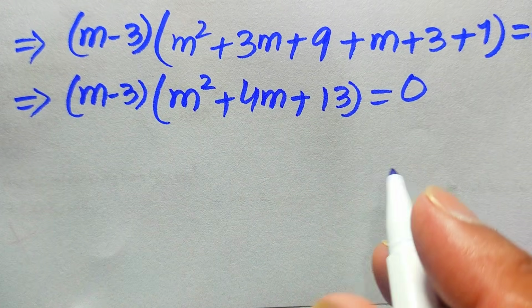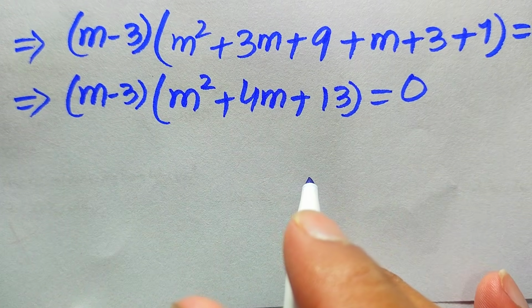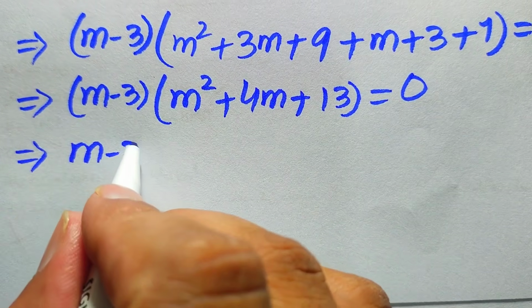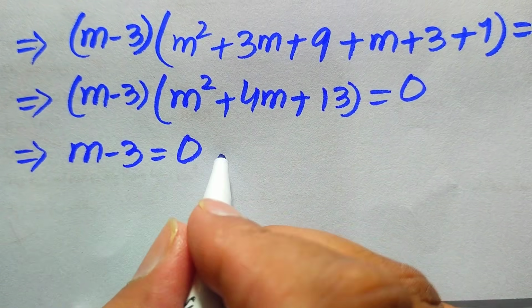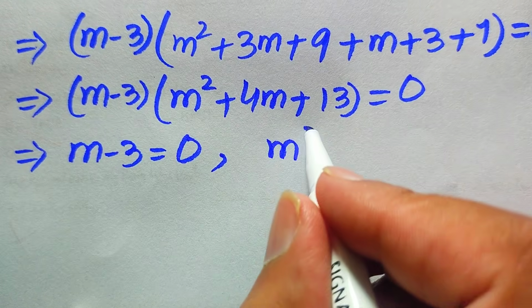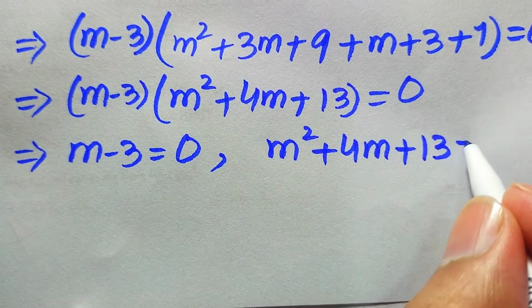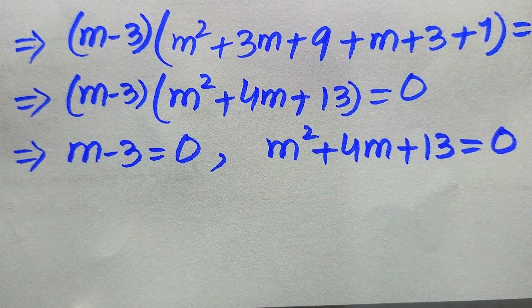Now, in the next step we need more simplification, and first we divide this equation into two cases. The first case is m minus 3 is equal to 0, and the second case is m squared plus 4m plus 13 is equal to 0.